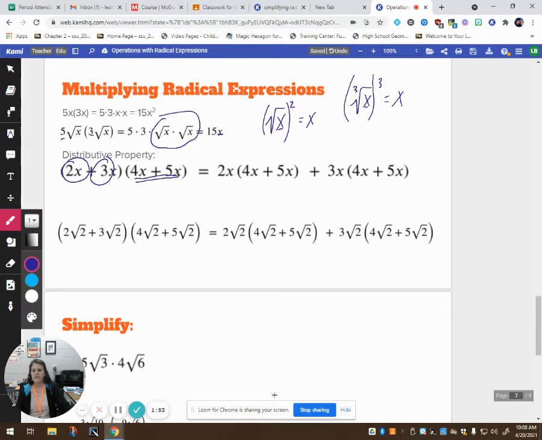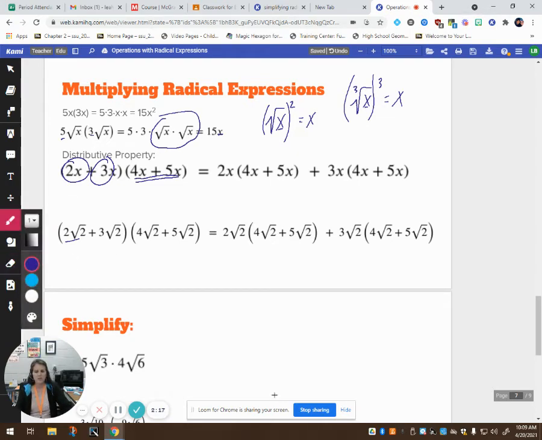So I'm going to do that same thing with radical expressions. If I have this and this in parentheses times this set of parentheses, I'm going to take the first term and multiply it by everything over here. And I'm going to take the second term over here and multiply it by everything. So let's go ahead and set it up. It's already been set up, so let's go ahead and now multiply it.